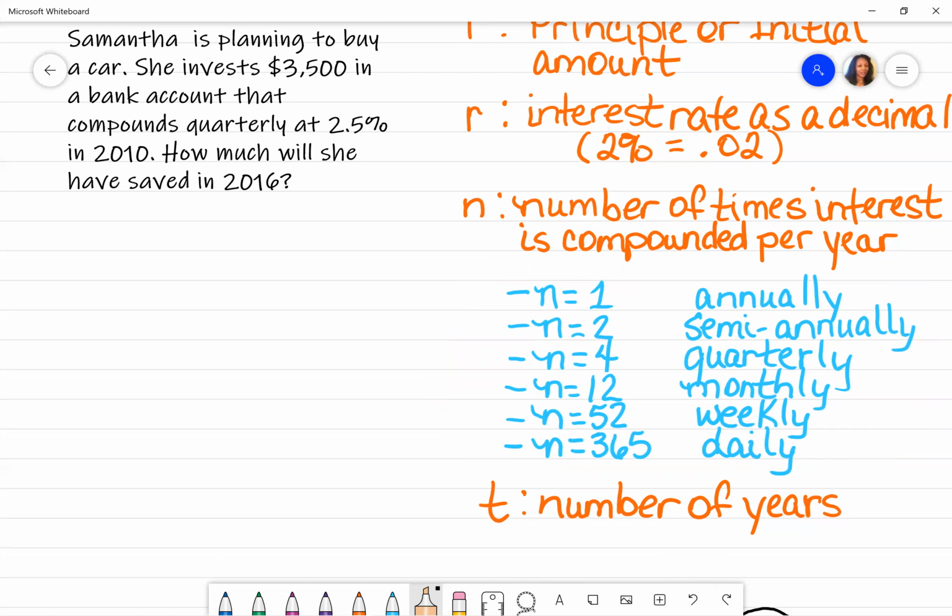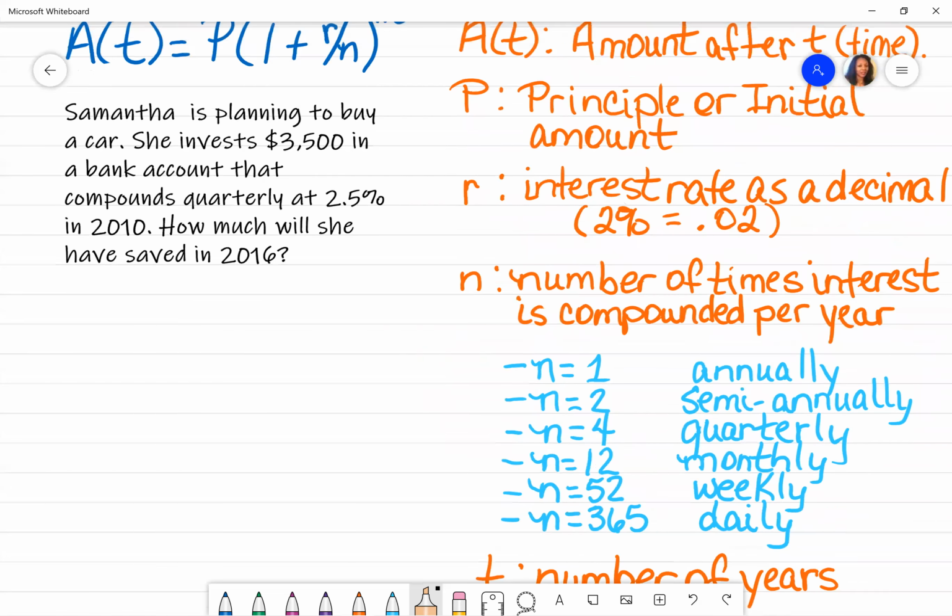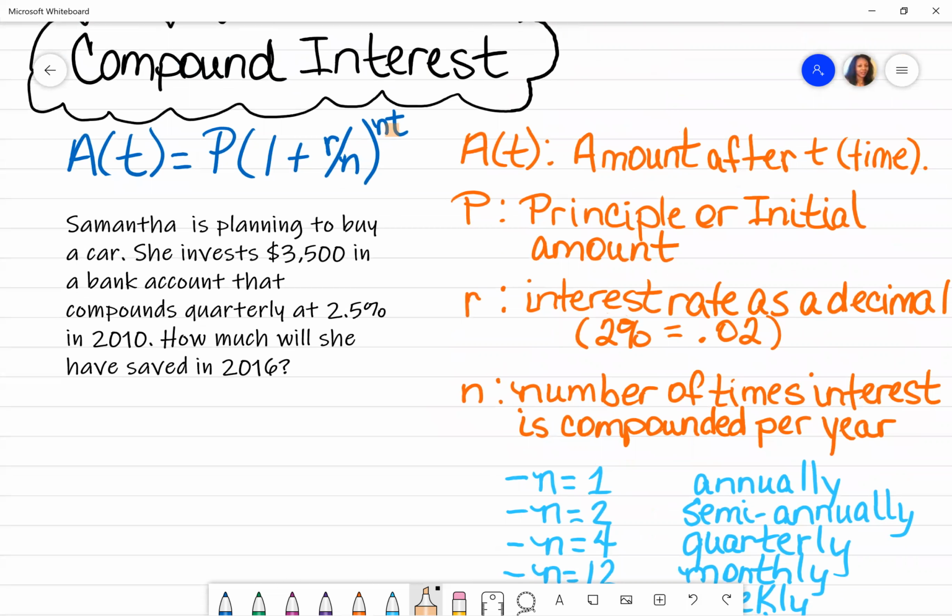And then finally, t represents time, which is in the number of years. And that's going to be multiplied times n. So, all right. So like if I have this specific word problem, again, I want to dissect what it's saying. Samantha is planning to buy a car. She invests $3,500 in a bank account. So she invests, that means her original amount that she started with.